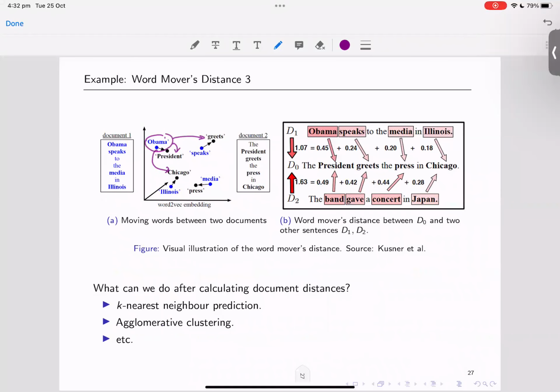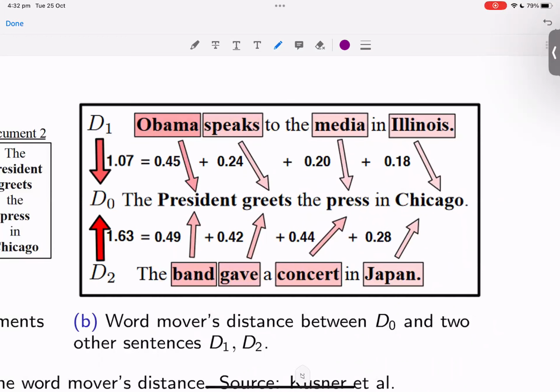And the right figure illustrates this distance. We have three documents, D0, D1, and D2, with D0 in the middle. We want to find the distance between D0 and D1, and D0 and D2. If you read the three documents: the president greets the press in Chicago, Obama speaks to the media in Illinois, and the band gave a concert in Japan, you will see that D1 and D0 should be closer than D0 and D2. If you use this word mover's distance, and there is an implementation, you will find that the distance between D0 and D1 is smaller than D0 to D2, meaning that D0 and D1 are more semantically similar than D0 and D2.